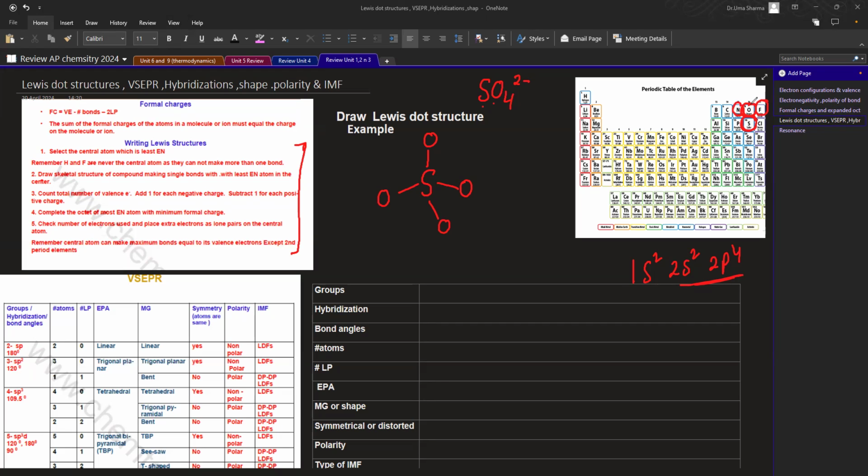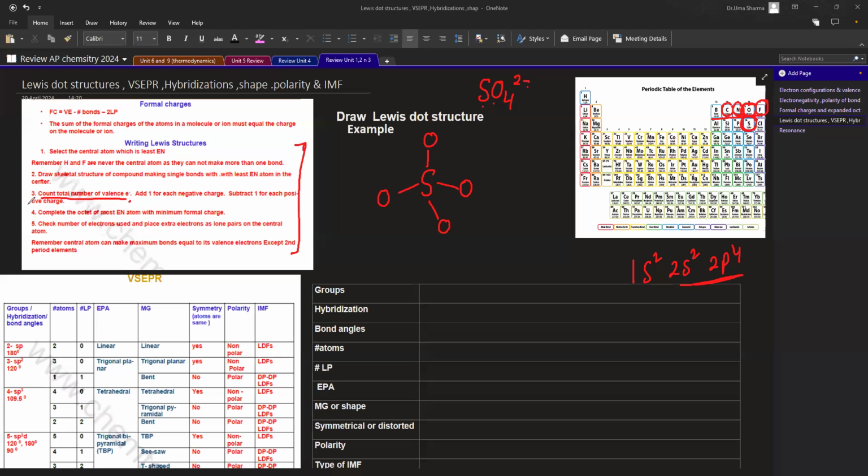Nitrogen can make only 3. If you make more than 3, it gets a formal charge. Carbon can make 4. They cannot have expanded octets. So whatever number of unpaired electrons they have, they can make only that many bonds to complete the octet. Now the third rule says count the total valence electrons. If there is a negative charge, add it. If there is a positive charge, subtract it.